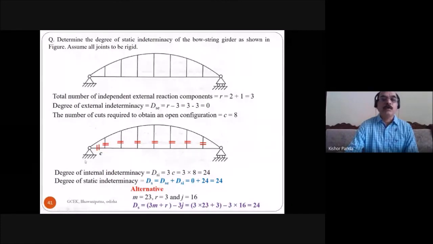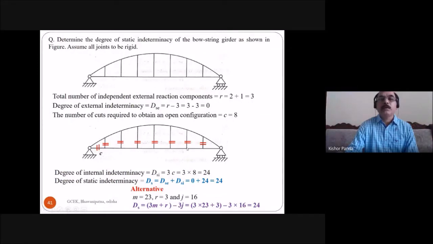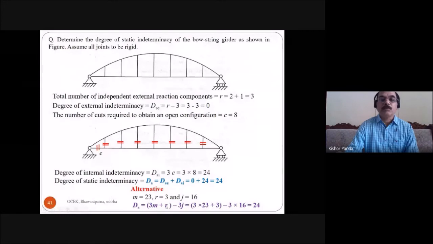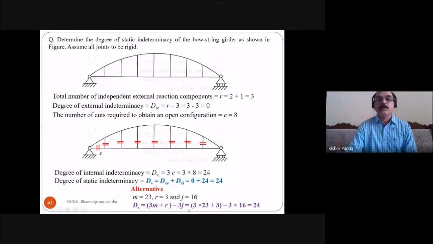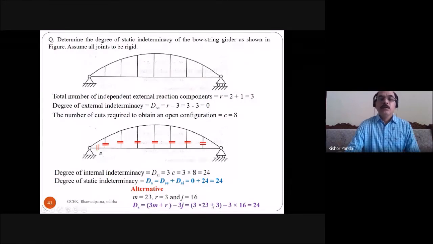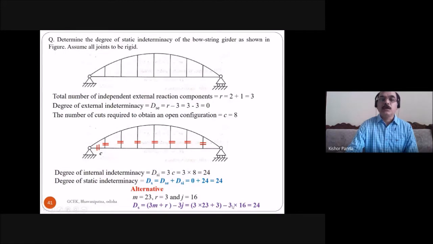Then count the number of joints: 1, 2, 3, up to 16. The number of joints is equal to 16, and the reaction is equal to 3. Then by putting in the formula 3m plus r minus 3j, you can find the degree of static indeterminacy: 3 into 23 plus 3 minus 3 into 16 is equal to 24. This is the same answer you got using the earlier method.